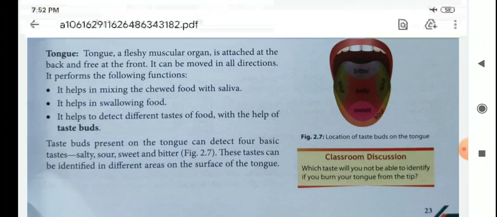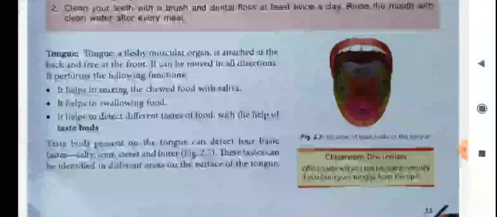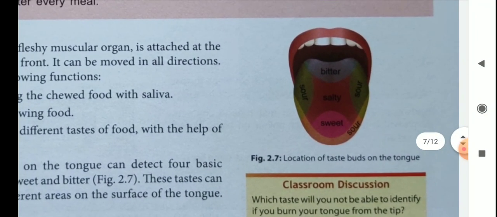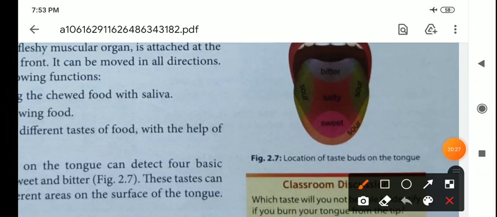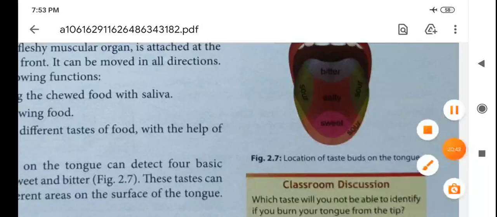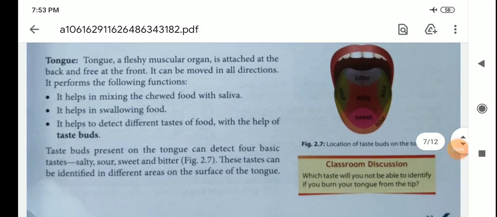So children, here you see so many taste buds are there: salty, sour, sweet and bitter. These tastes can be identified in different areas on the surface of the tongue. Here you see, this is the bitter part, this is the sour part, both sides. This is salty and this is sweet. Okay, these side parts are sour. So like this we have different taste buds in different places on our tongue.